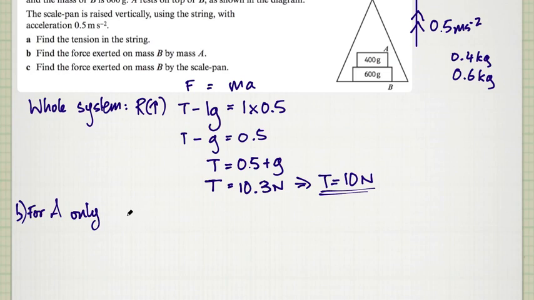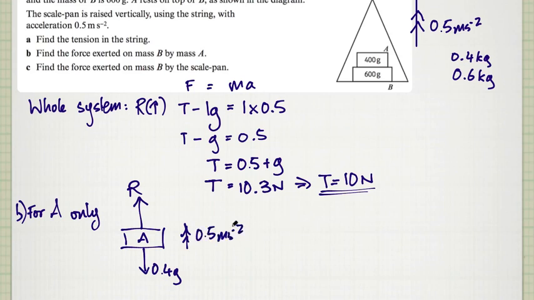so draw a picture of A only. I have its weight acting downwards, so that is 0.4 g acting downwards. And then I have the force from B that's making it go upwards, which is what I need to find. So I'm just going to call that R. It's the reaction force from B. And that's making it accelerate upwards at 0.5 meters per second squared. The system is all accelerating at the same rate.